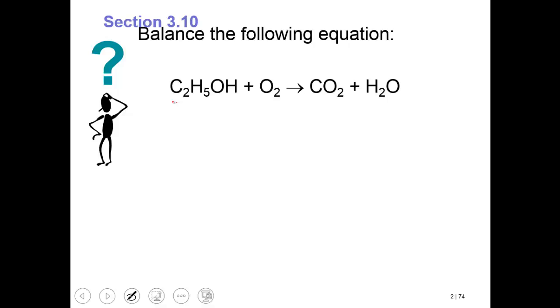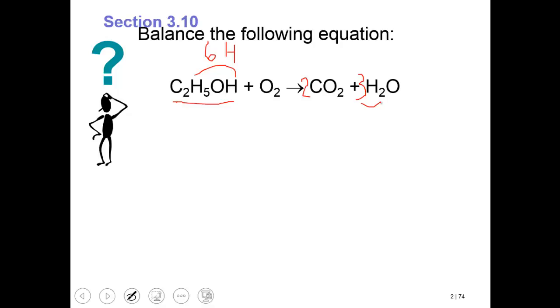All right, take the most complicated molecule on the left and balance. There are 2 carbons on this side. Let's put 2 on this side. There are 5 and 1, so 6 hydrogens on this side. So we need 6 over here, so put a 3 in front of the waters. 3 times 2 is 6.